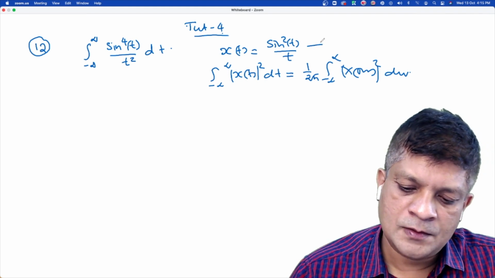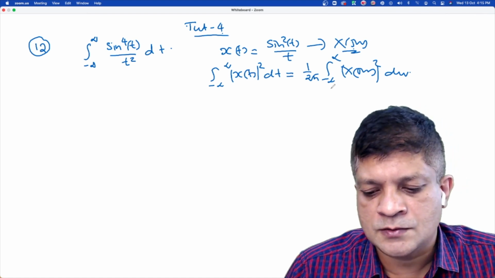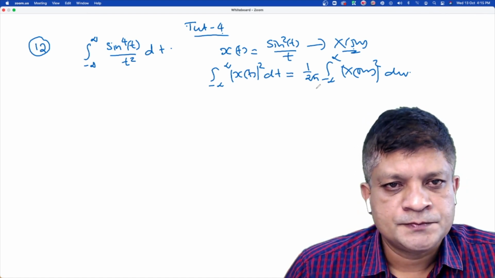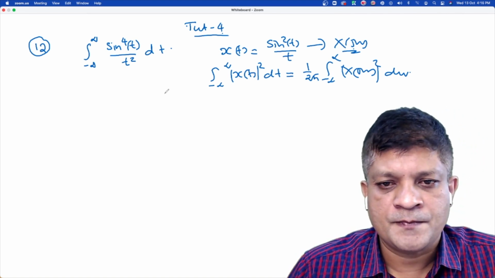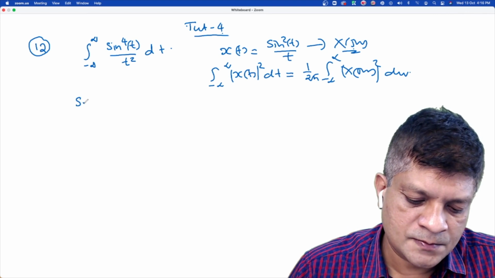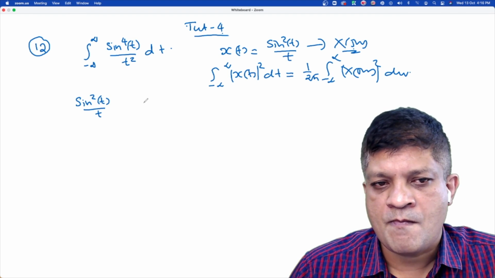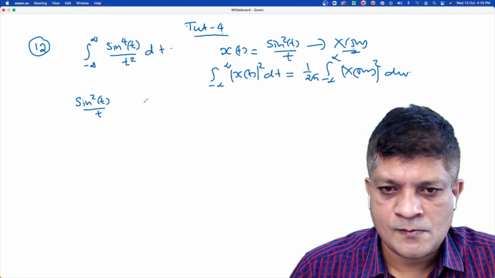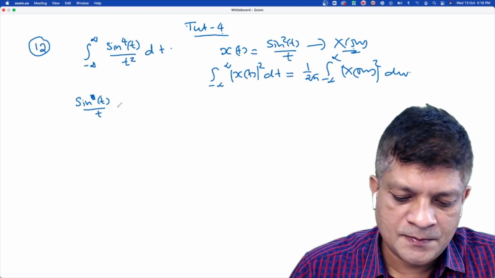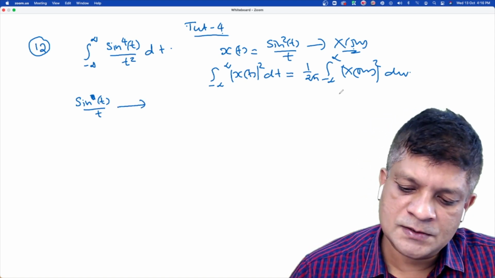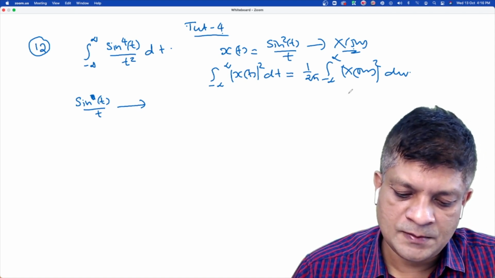Now we have to find the Fourier transform of the signal x of j omega. Once we know the Fourier transform, we can use Parseval's theorem. Tell me, what is the Fourier transform of sine square t by t? Can we use some standard result? What is sine t by t? What is the standard result? Rect function. Tell me, what is the standard function?